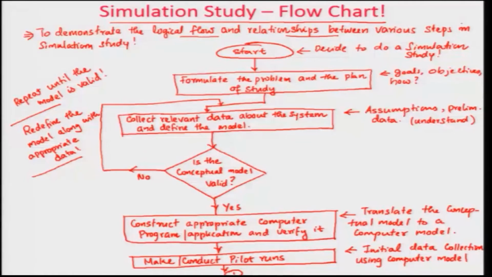Okay. So, if we look into this, we start with the process, then formulate the problem and plan the study: goals, objectives, and how we are going to do the study, that aspect is taken care of. Then we take the assumptions, preliminary data, and understand the system, which will give you the model, and we check whether the conceptual model is correct at this particular point. If the answer is yes, then we translate the conceptual model into an appropriate computer model, and from this you conduct the pilot runs to do initial data collection with the model. So, from here this is our connector. So, we continue from there, okay.